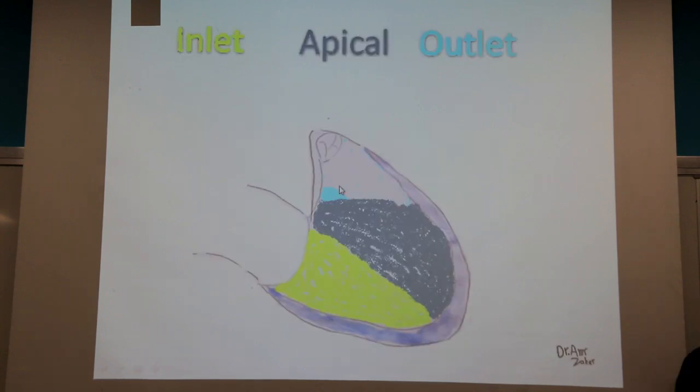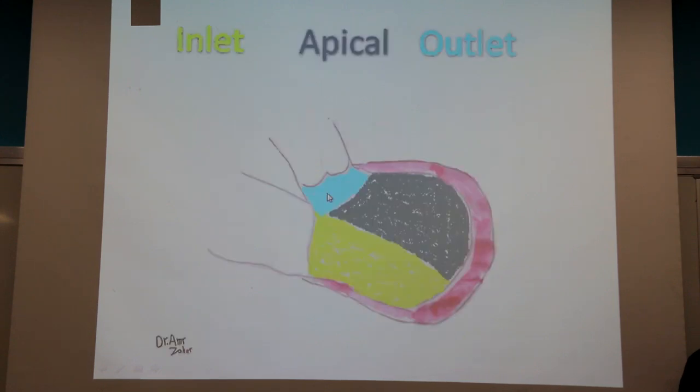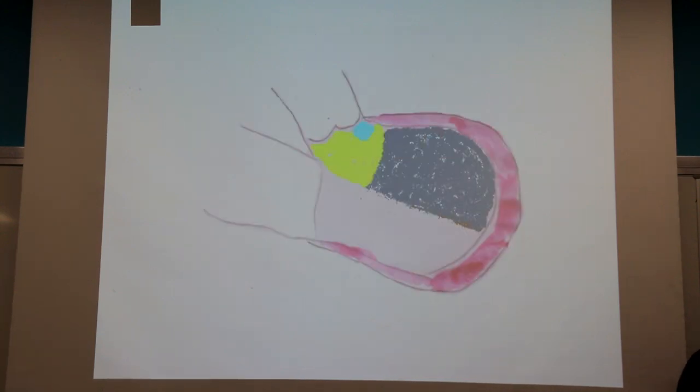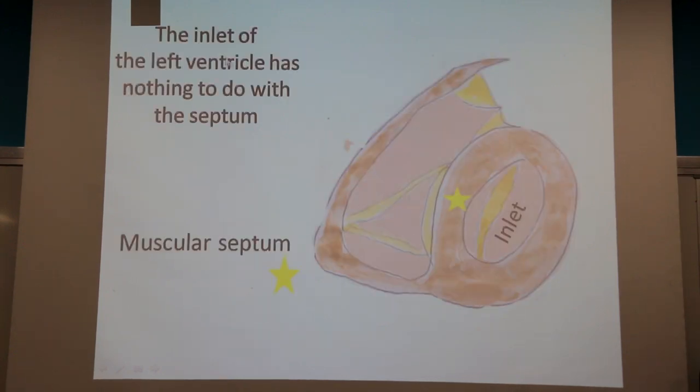While the septum has a different arrangement. Here is the inlet septum, here the apical septum, and the outlet septum is a very small part. The left ventricle has an inlet part, an apical part, and an outlet part. Regarding the septum, when I view it from the left side, I have those 3 parts, but I don't have an inlet septum. The inlet of the left ventricle has nothing to do with the septum.